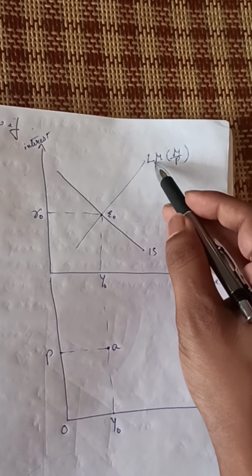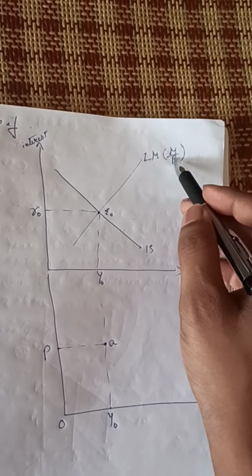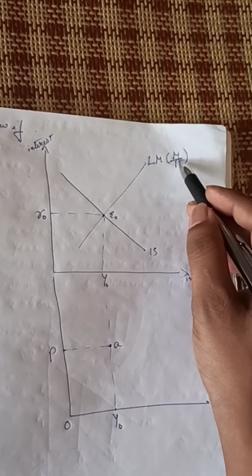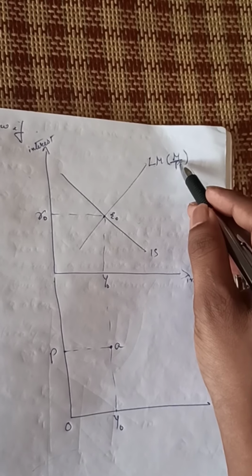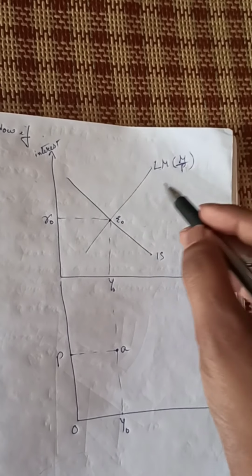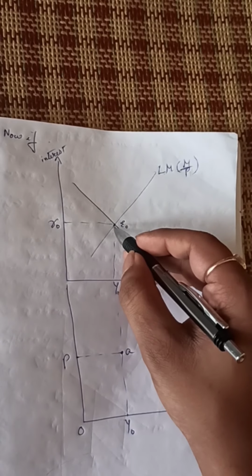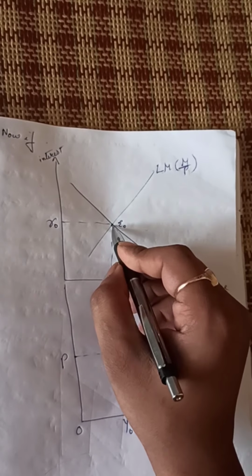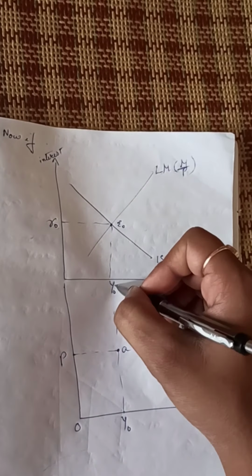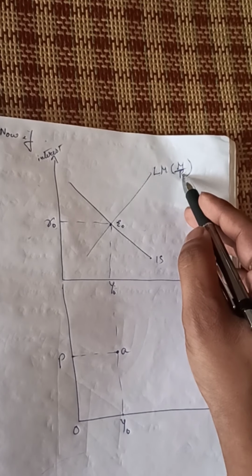Here we have a positive sloping LM curve which is related with this M bar by P, the money supply before the price has fallen. Okay, and we have a negative sloping IS curve. The general equilibrium is established at E naught and the corresponding rate of interest is R naught and the income is Y naught. So this Y naught is related with this price level P.